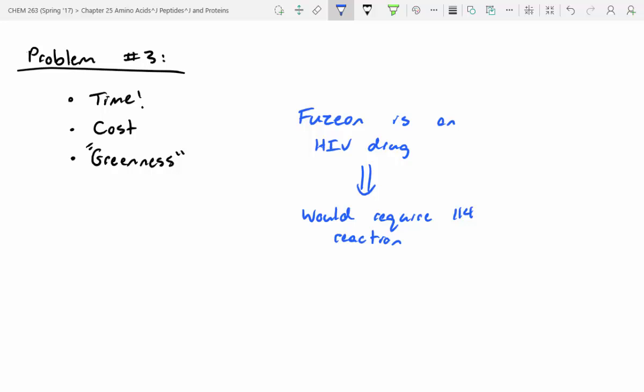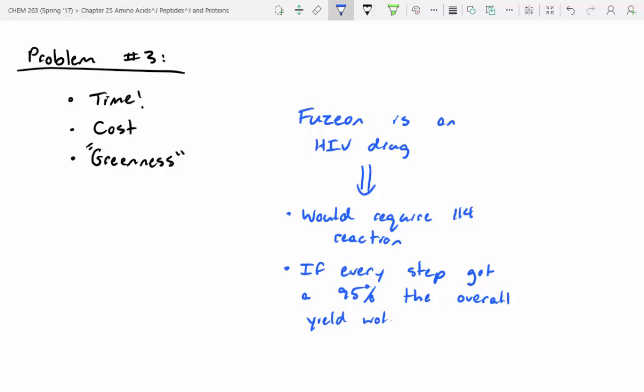The other weird thing to think about is if every step got a 95% yield, which I would say is pretty dang good, the overall yield would be 0.3%. Pretty abysmal, right? So Fusion is one of these classic examples of drug companies trying to figure out more economical ways of producing these drugs.